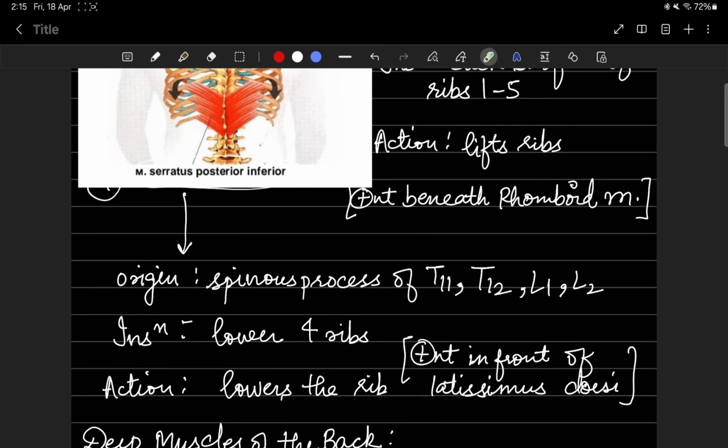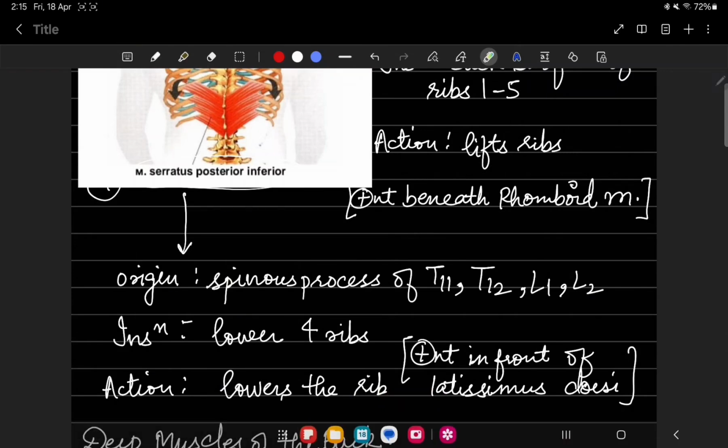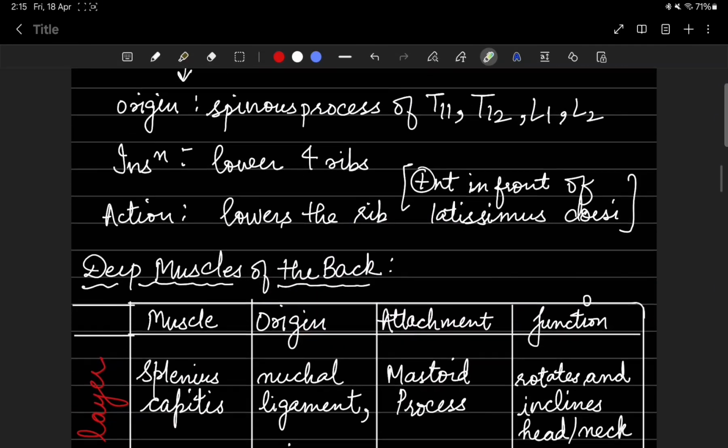Its origin is from the spinous process of T11 to L2 vertebrae, and it gets inserted into the lower 4 ribs, and its action is to lower the ribs or to depress the ribs, and it is present in front of the latissimus dorsi muscle.